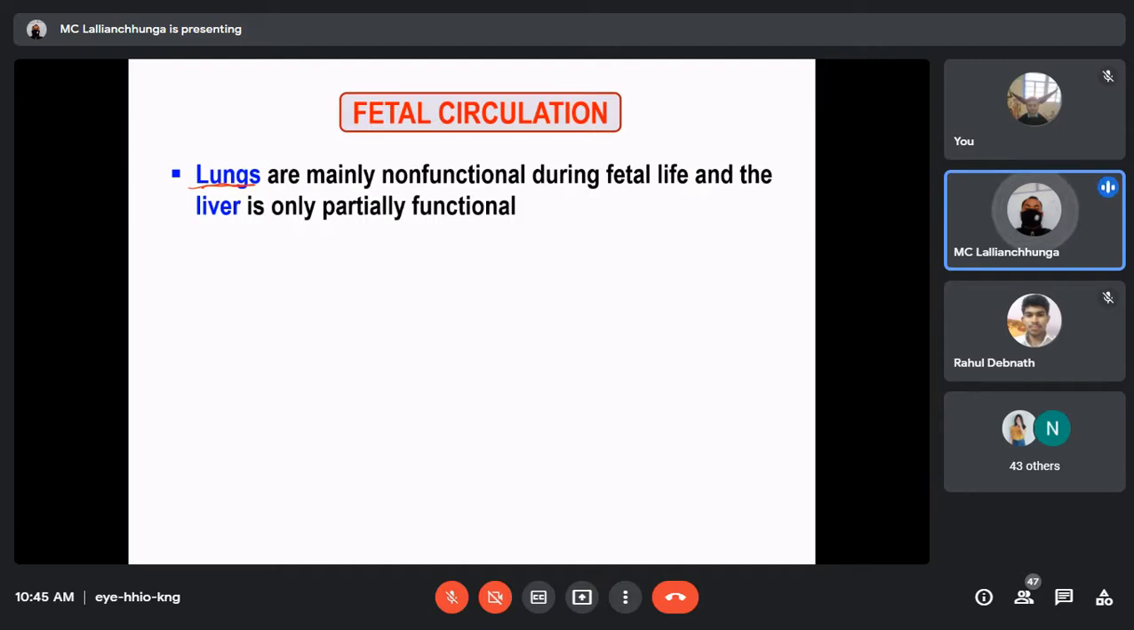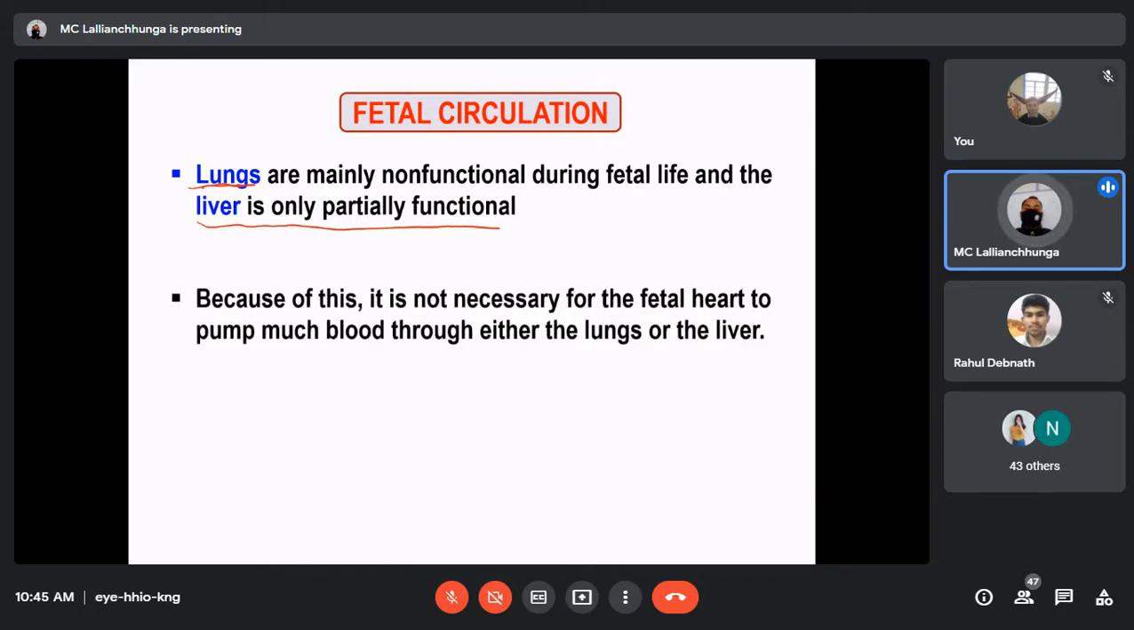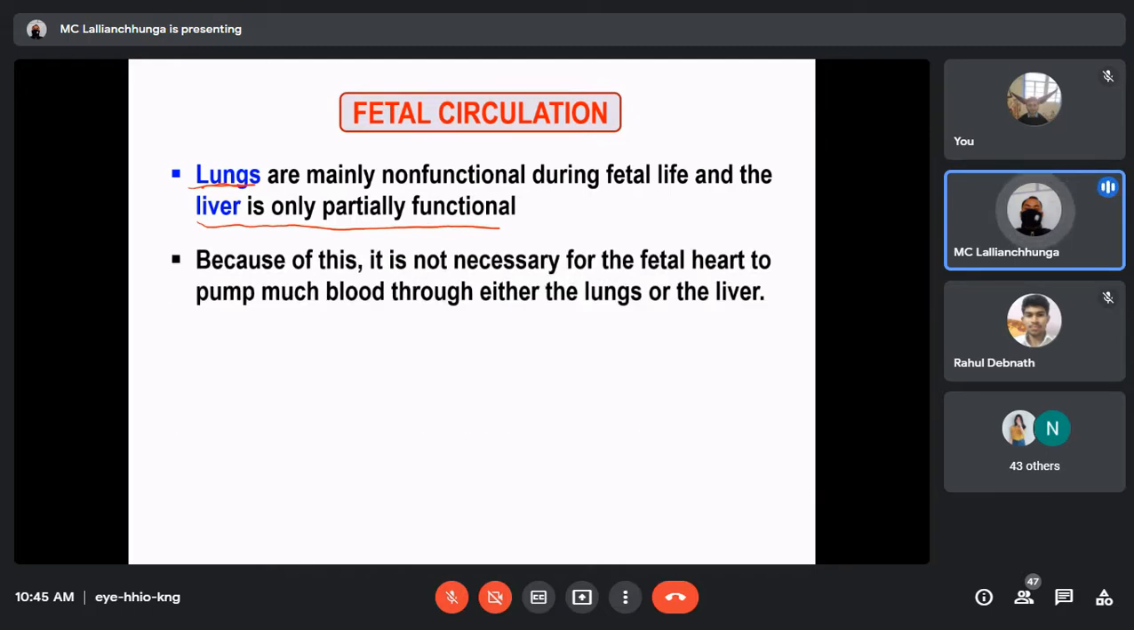But still there is blood supply to the lungs, because lung tissue has to grow and maintain its metabolism also. Mainly non-functional means they do not do the respiratory function. Another point is that the liver is only partially functional. So because of this, it is not necessary for the fetal heart to pump much blood through either the lungs or the liver.